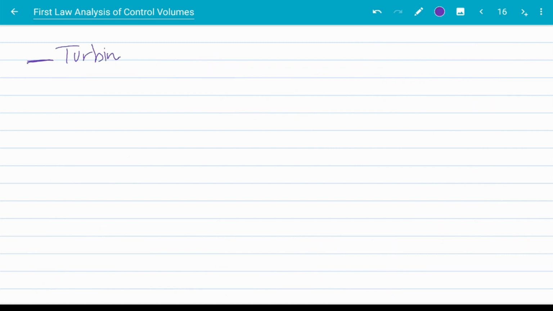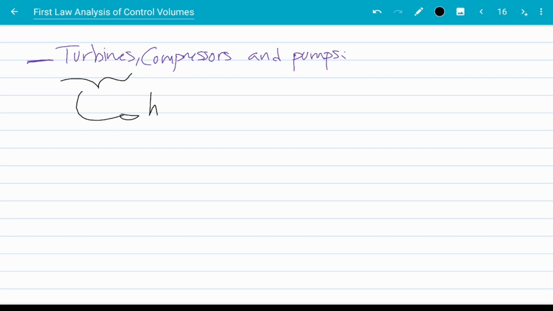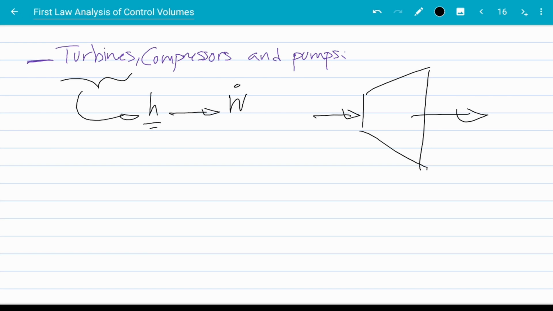Another example will be the turbines, compressors, and pumps. Now, a turbine is a device that creates shaft work or power at the expense of the enthalpy of the fluid. So it converts enthalpy of the fluid into power output. We usually show a turbine like this, where this is the entrance, flow enters from the left-hand side and exits through the right-hand side. So in the schematics of the problems, the flow enters from the narrow side and exits from the broad side.